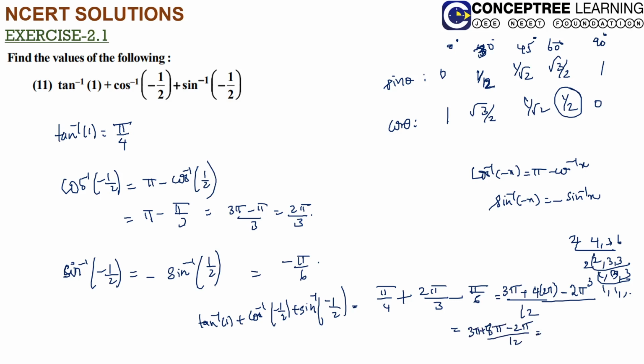3 plus 8 is 11 pi. 11 pi minus 2 pi divided by 12, which is equal to 9 pi by 12. 9 and 12 cancel, and the answer is 3 pi by 4. So the answer is 3 pi by 4.